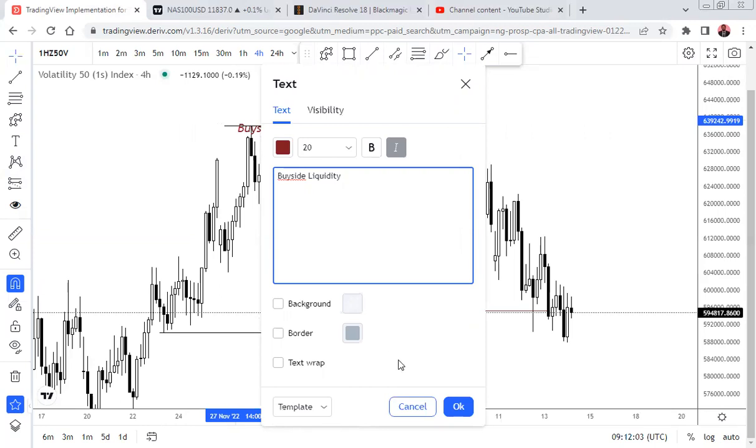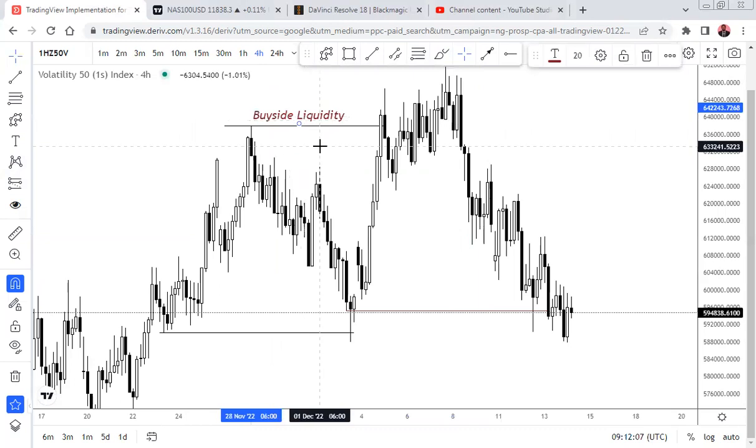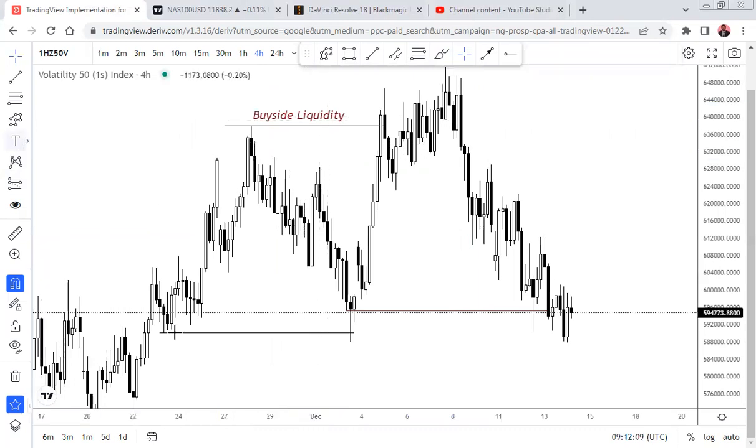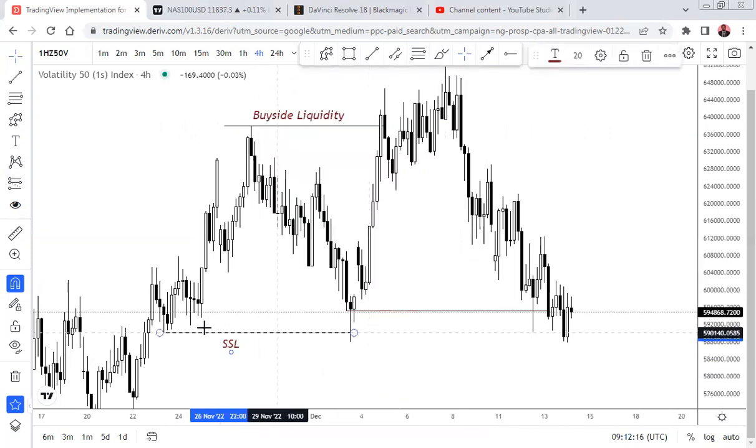Was cleared from this place, this region. All the previous sellers here were cleared. And at this region, previous buyers were cleared. Sell side liquidity. Let me just use the short form. All the previous buyers here were cleared.